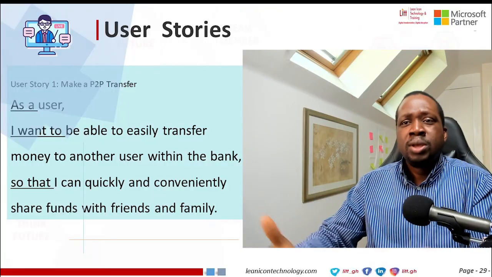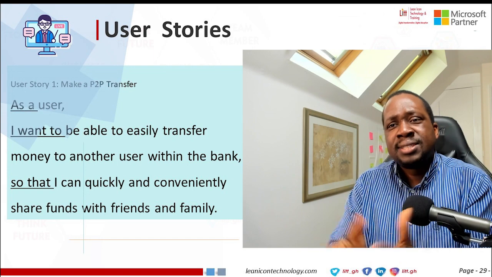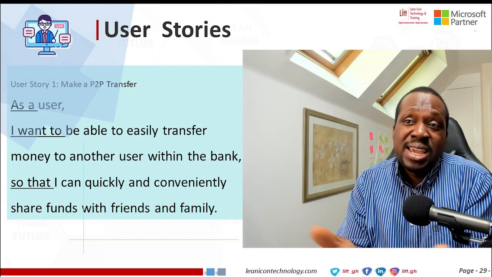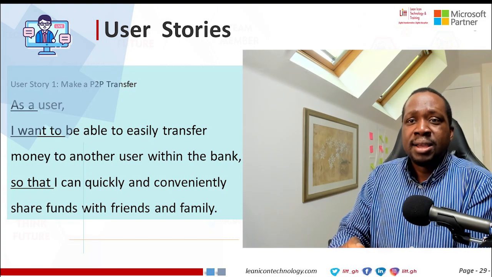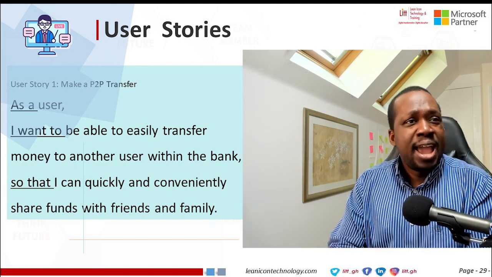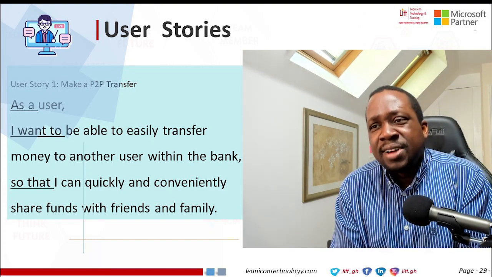on the system. And based on that, there's a syntax that is used for capturing a user story: as a, I want, so that. So an example would be, as a user, I want to be able to easily transfer money to another user within the bank so that I can quickly and conveniently share funds with friends and families.